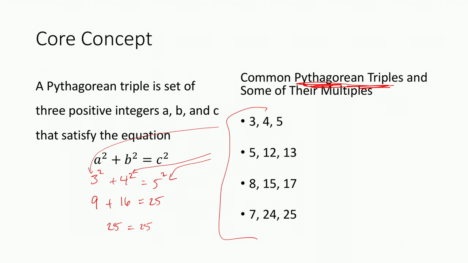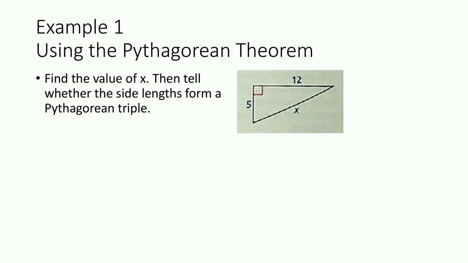All right, so our first example. Example 1, using the Pythagorean theorem, find the value of x. That's the first thing we're going to do. We're going to use the Pythagorean theorem to find our x, then tell whether the side lengths form a Pythagorean triple, right? So when we're talking about the Pythagorean theorem, we need a right triangle. It only works in right triangles. We have a right triangle here. So my two legs are going to be the sides touching my 90-degree angle. So I'm going to call a as 5 and b is going to be 12.